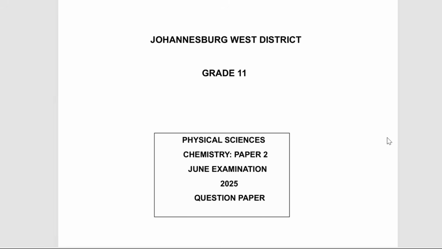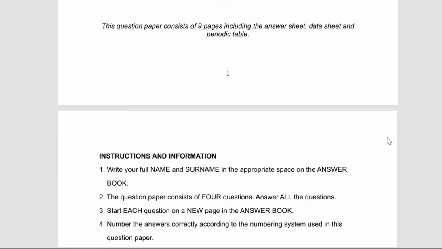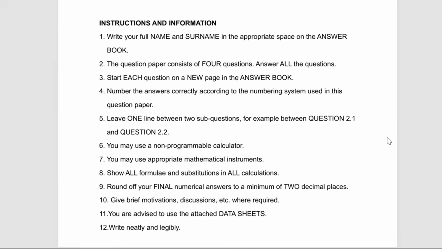Good day, grade 11s. Today we are going to go through a physical science paper at Johannesburg-based district, and it's a June examination 2025. So it's chemistry paper 2. So without much further ado, let's proceed. The first page there we're having our instructions.